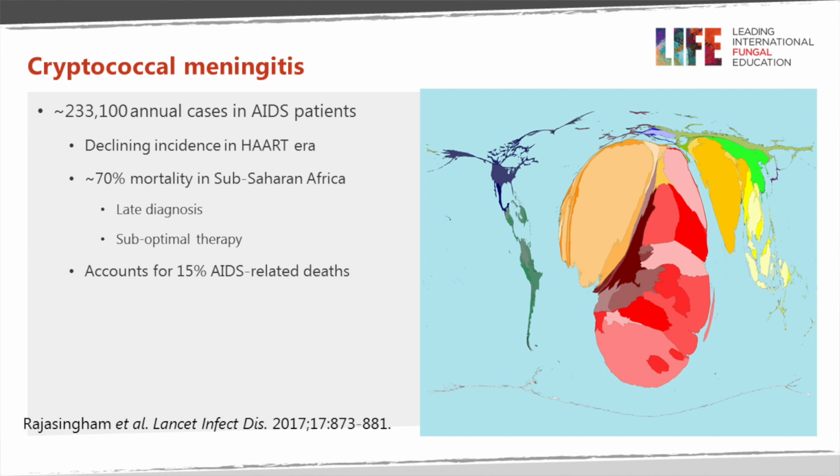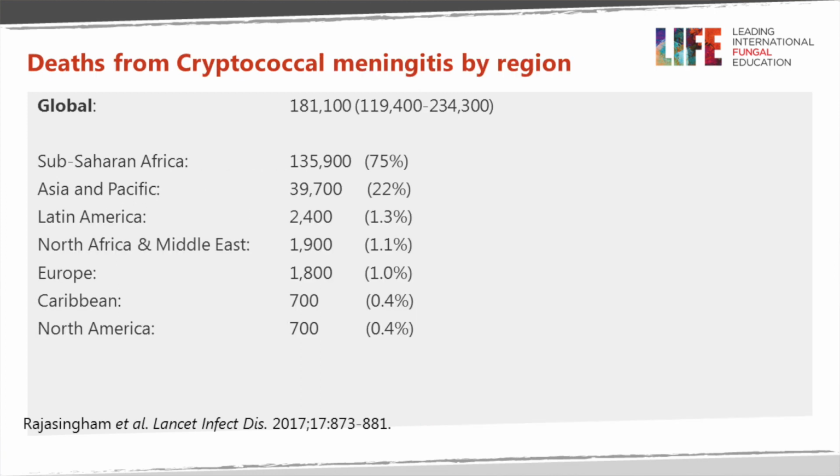And this rather bizarre map here is a map where the size of the country relates to the number of cases, and is rather strange. And you can see that about 75% of the burden of cryptococcal meningitis is in sub-Saharan Africa, and about 20% in Asia and Pacific. And then the rates are much lower after that.